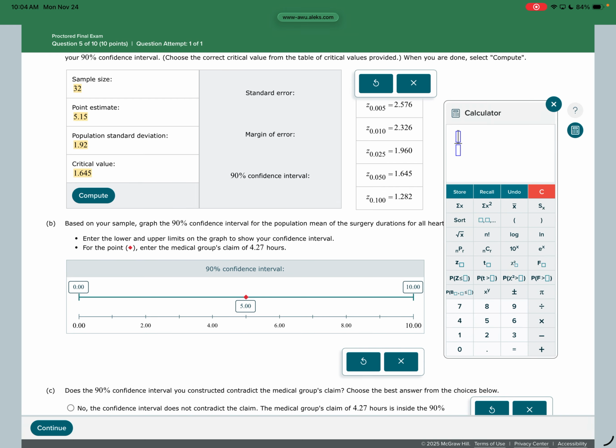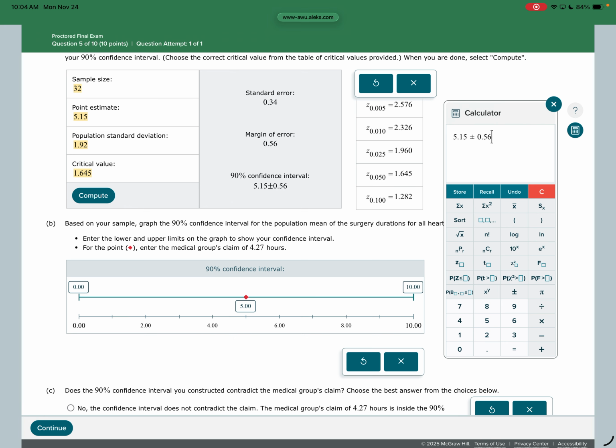Again, if you want to see that in calculator form, 1 minus 0.90. So that gives me the outside, and then I divide it by 2 because you could have some on the right and some on the left. So you use 0.05, that 1.645 there. When I draw a picture, it might make more sense. So I click compute, and I get 5.15 plus or minus 0.56.